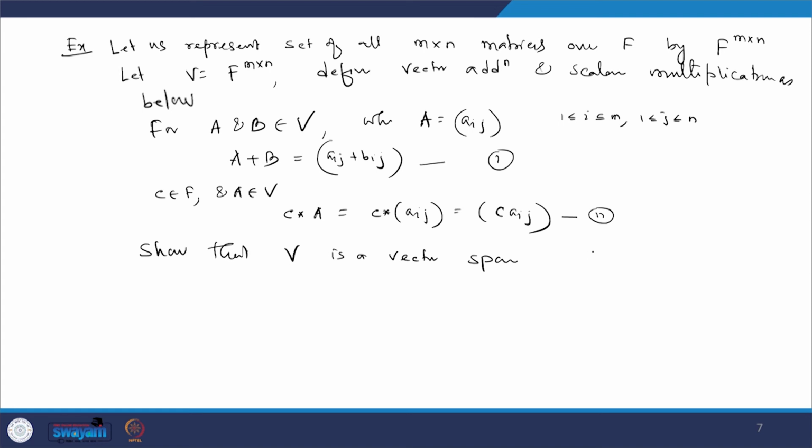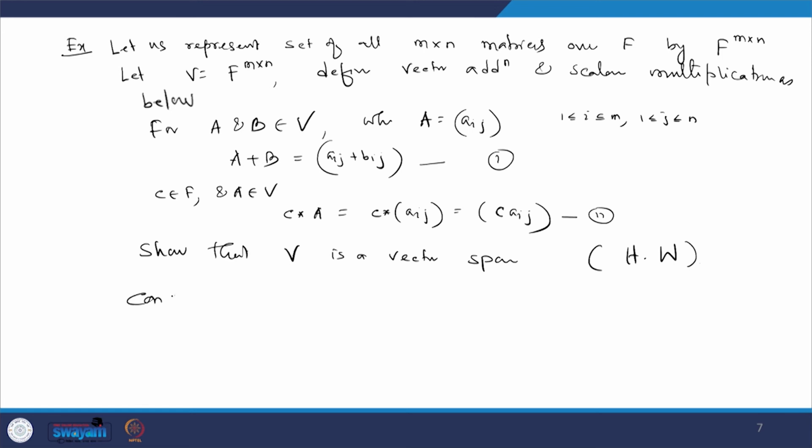Yes. So, this I am giving as homework, please, because the proof is exactly the same as what we did for F^n. Okay. So, now I have taken my vector space as F^(m×n) over the field F, with vector addition and scalar multiplication like this.